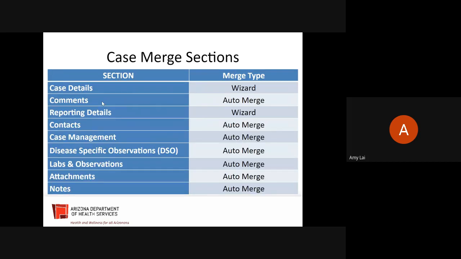So case merge is a little bit different. A majority of the sections that case merge handles during merging are auto merge, so it'll just combine them on the back end. And a few of them are wizard, which means that users can go in and manually select the information that you want to keep.